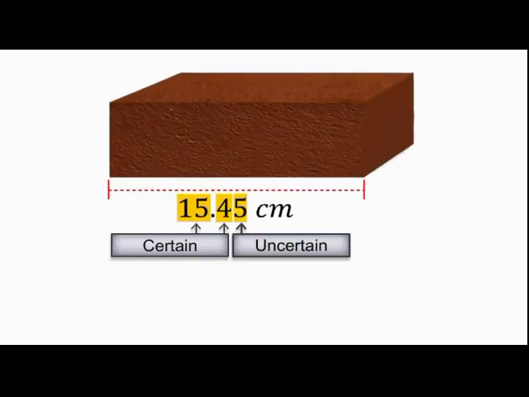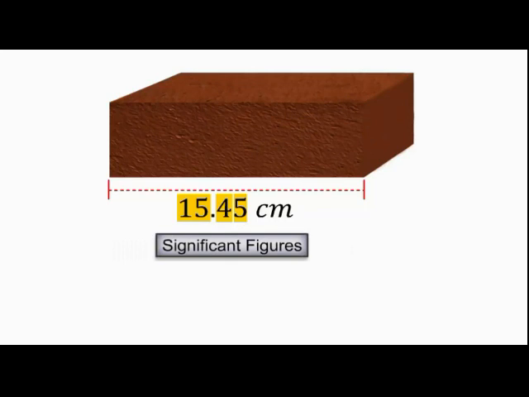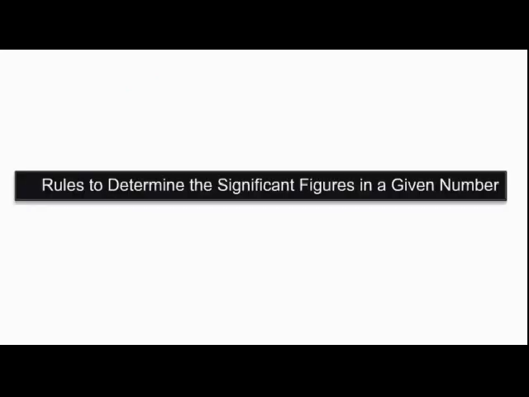The values of many measurements in real life are decimal numbers. Digits in decimal numbers can be categorized as certain and uncertain. The number of digits in a measurement which are certain plus one additional digit which is uncertain are together known as significant figures. There are rules to determine the significant figures in a given number.